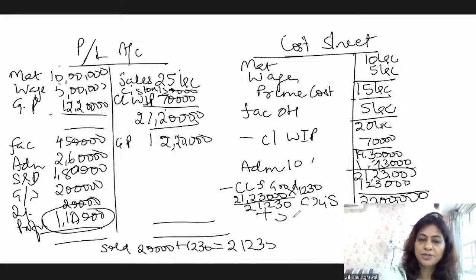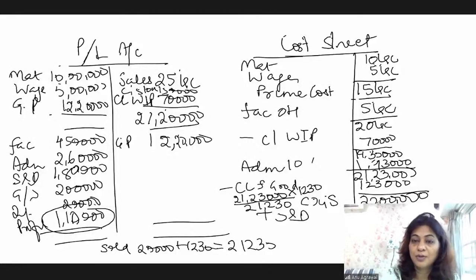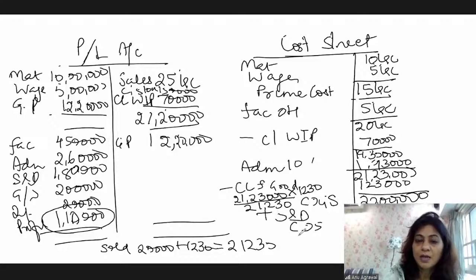Now, in this, I'm going to charge my selling and distribution overhead. Selling and distribution overhead is on how many units you have sold. For each unit that you have sold, they are very clear. We are going to charge at what rate? 10 rupees per unit. So 20,000 into 10, 2 lakhs. Yes. So what is my cost of sales? It is 22 lakhs. If my sales is 25 lakhs, what should be my profit? It should be 3 lakhs.